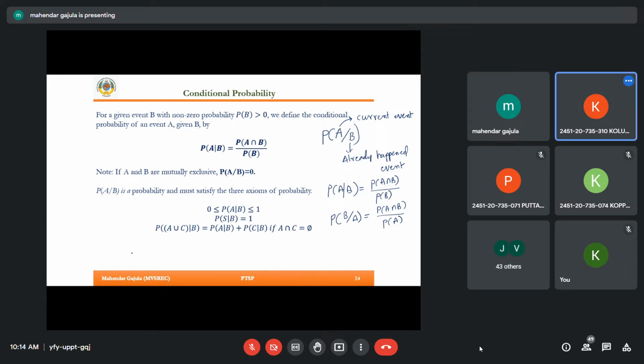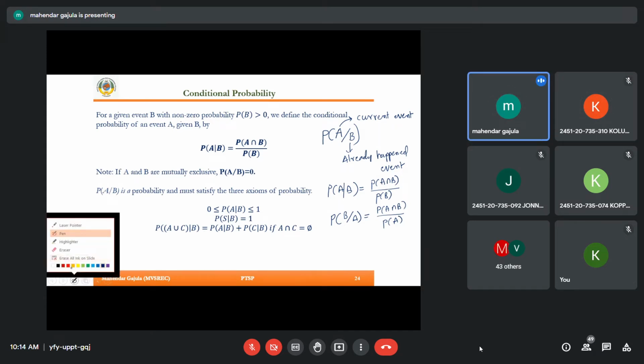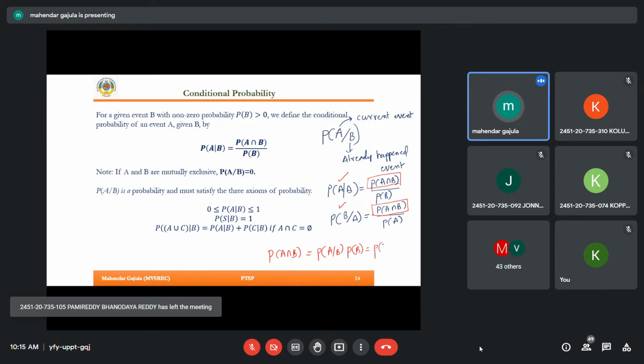Yes, sir. Thank you. Now, if you clearly observe in these two formulas, A given B or B given A, the numerator is the joint probability. Now, if you write the joint probability formula, probability of A intersection B, you can write it in two ways. Probability of A given B times probability of B. This is also equal to probability of B given A times probability of A.